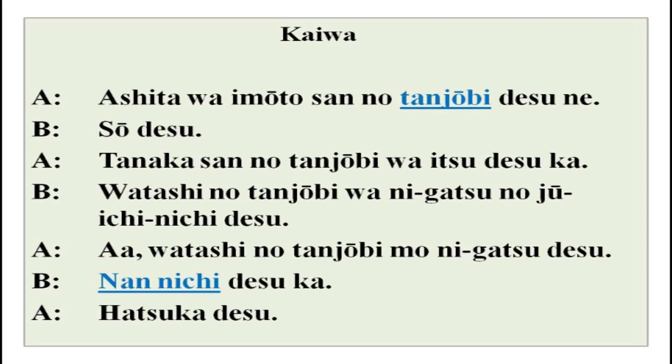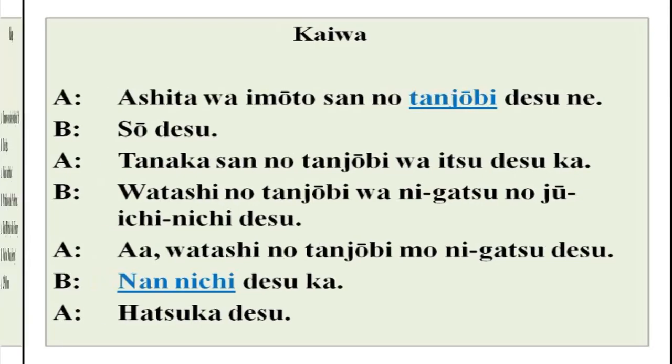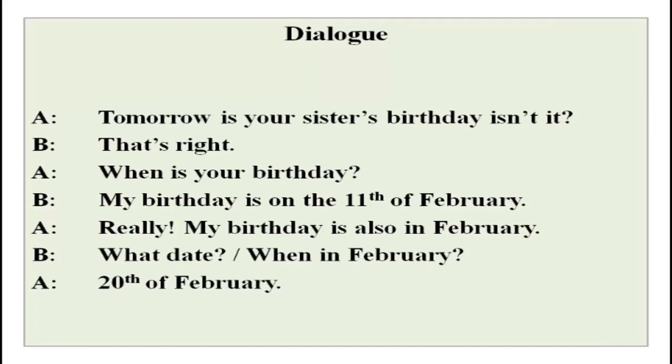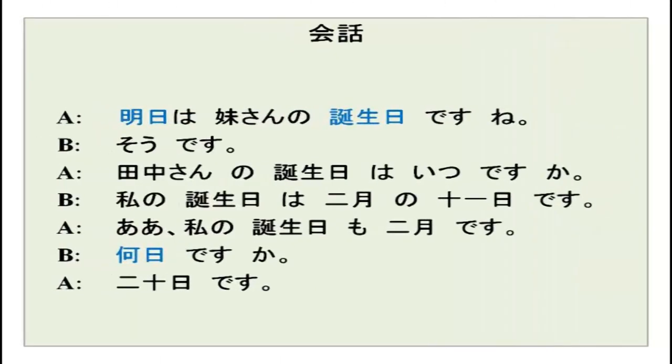So, all these words you have already covered. The new word over here is tanjoubi, which is birthday. So, how do you tell about your birthday? This is the explanation, the translation in English. Anywhere you get stuck with your dialogue in Roman, you can look this up. And of course, this is again in the script, and you can see a lot of new kanji characters and hiragana. So, you can practice that. Get used to kanji characters now.